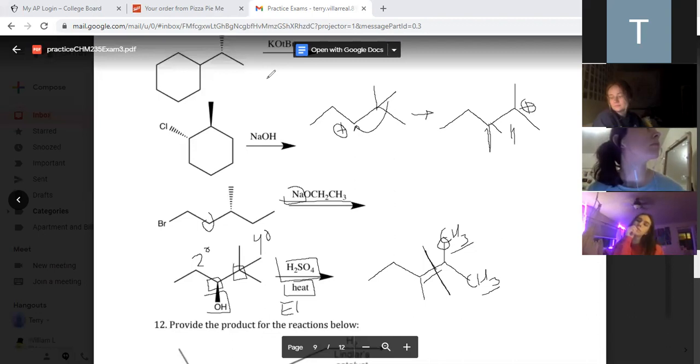And the Zaitsev is more stable? Yeah, it's going to be more stable because if you form a double bond, you're forming it between a tertiary carbon and a tertiary carbon. I think that's more thermodynamically stable. More stable product, we'll just say that.